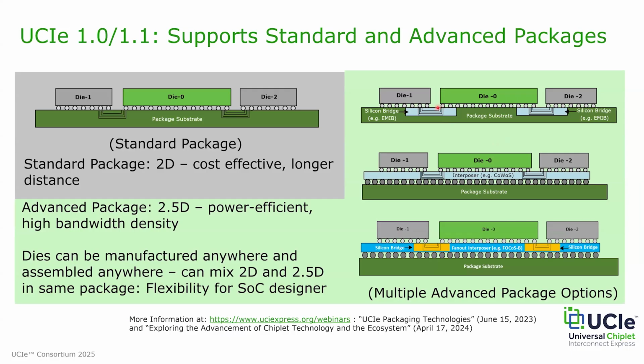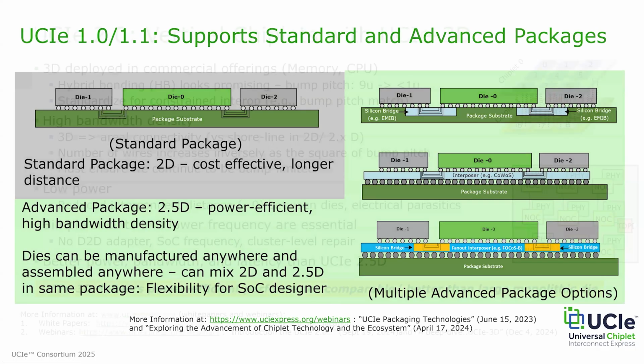Now, there are multiple options available for advanced packaging. As you can see, we have given 3 examples here: Intel EMIB, TSMC CoWoS, and ASE's FOCoS, and there are many, many more examples of that. The promise of UCIe is that the dies can be manufactured anywhere and they can be assembled anywhere, and you can do the mix and match. There are a couple of webinars that we have listed here at the bottom if you want to get more information about these aspects here.